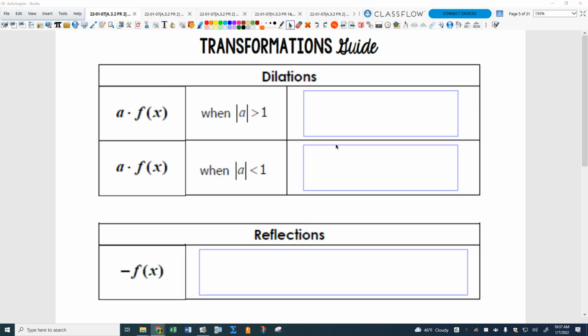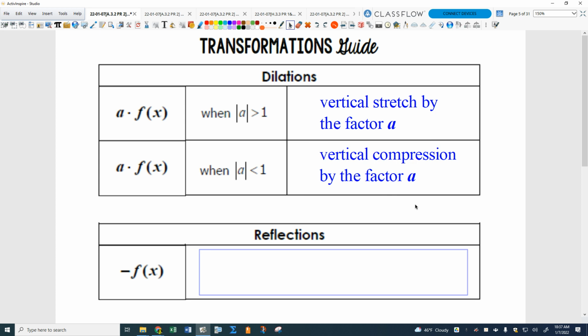So then, multiplying by A. When A is a positive number bigger than 1, what did that do? Didn't that just stretch it by a factor of A? And when we say by a factor, factors are things that are multiplied, right? So we're multiplying the normal heights of the function by A to stretch it up. If we multiplied by a positive number that was less than 1, like 0.5, what did that do? Well, it squashed it. It compressed it by a factor of A.